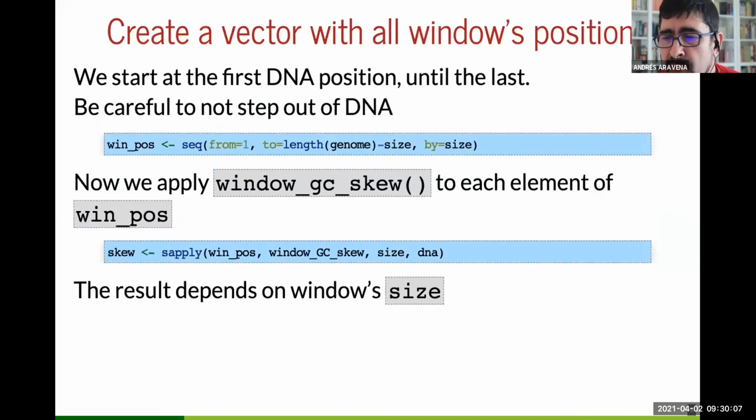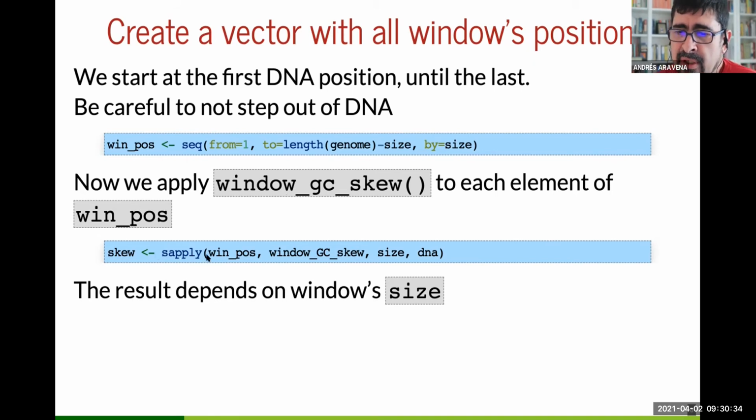Well, this is not very important, but essentially we need to have position, and we start from the first position in the DNA until the last. If you do until the length of genome, it will happen that the last window will be one that falls outside. So I just did one before. Now we apply this function to everybody.